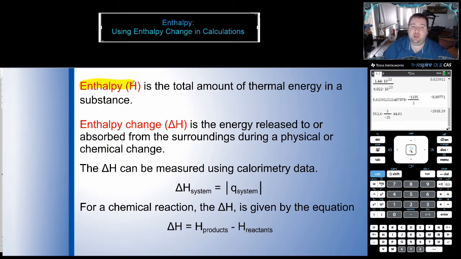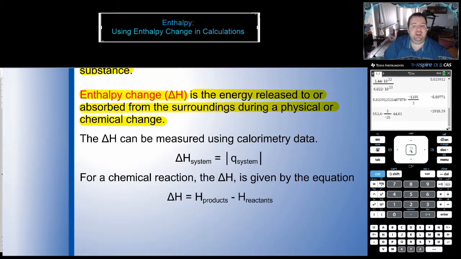The first term is enthalpy, which is what the unit's about. And enthalpy is the total amount of thermal energy in a substance. Okay, so it's the total amount of thermal energy in a substance. The enthalpy change, therefore, is the amount of energy released to or absorbed from the surroundings during a physical or chemical change. So whenever you do a chemical reaction, there's going to be a movement of energy, and that's going to be the enthalpy change, delta H.